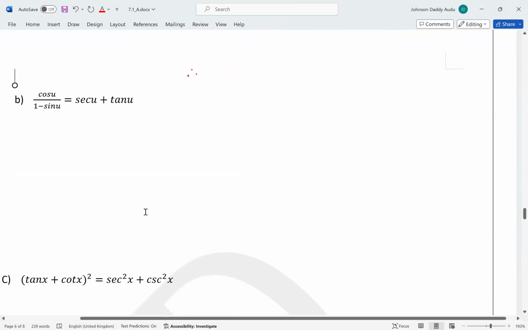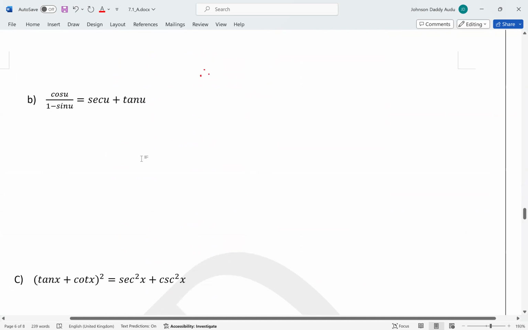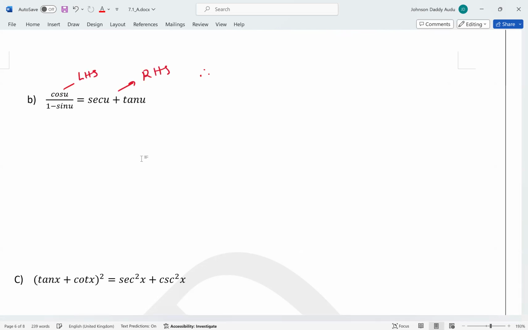Okay, so let's look at this one here. Now, if you look at the B, you have the left-hand side and also the right-hand side. Which one is going to be easier? Here we can try any one. You can use the left-hand side, you can use the right-hand side. But usually you will see that one side is easier.